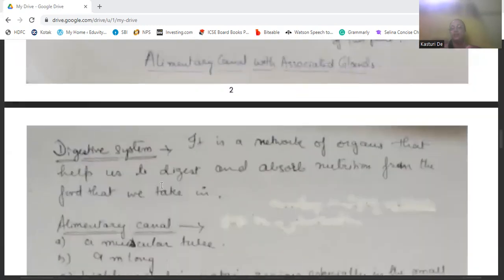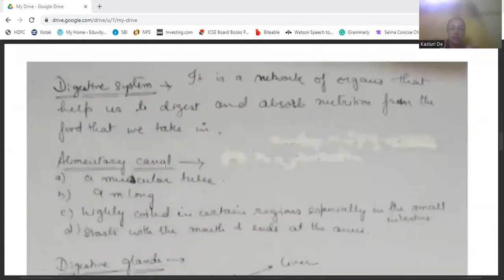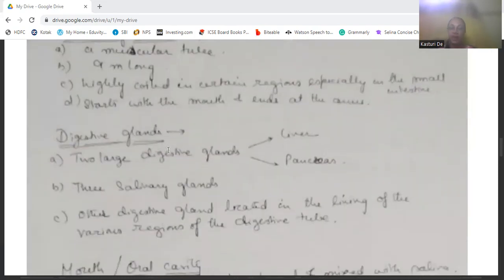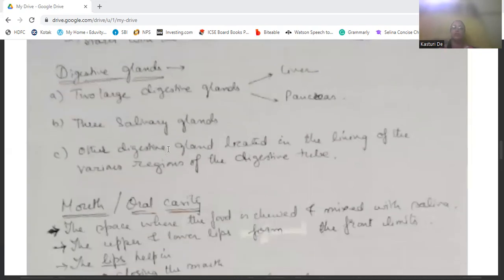I told you the digestive system is a network of organs that help us digest and absorb nutrition from the food that we take in. What is an alimentary canal? It is a muscular tube, about 9 meters long in total and highly coiled in certain regions like the small intestine, starting with the mouth and ending in the anus. Digestive glands include two large glands, the liver and pancreas, three salivary glands, and other digestive glands associated with the lining of various regions of the digestive tube.